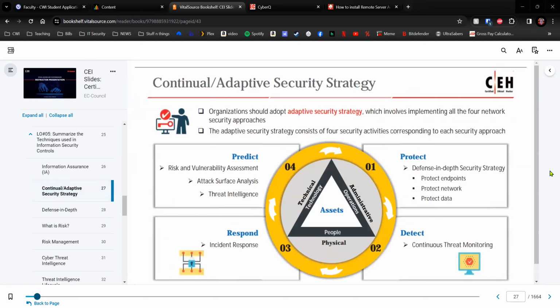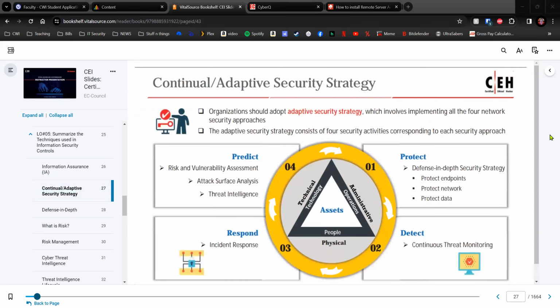Continual adaptive security strategies. Organizations should adopt adaptive security strategy, which involves implementing all the 4 network security approaches. The adaptive security strategy consists of 4 activities corresponding to each security approach. And as you can see, it's cyclical.